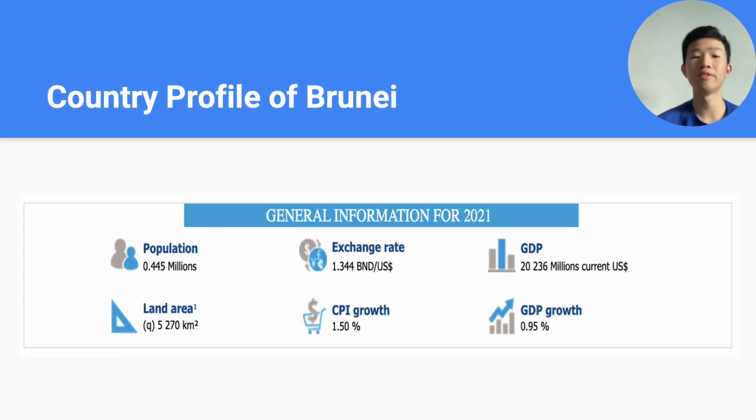Now let's see some general information of Brunei in 2021. The population of Brunei is 0.445 million and the exchange rate of Brunei dollar to USD is 1.344 Brunei dollar. The GDP of Brunei in 2021 is 20,236 million in USD. The land area of Brunei is 5,270 km square, while the CPI growth in Brunei is 1.5%. Lastly, the GDP growth of Brunei for 2021 is 0.95%.